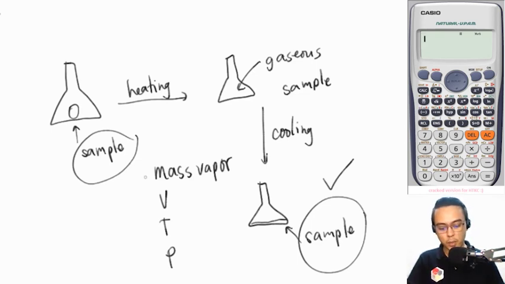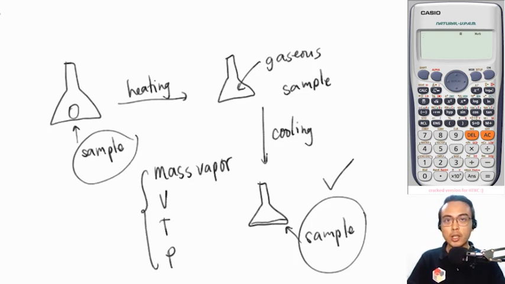All of these parameters can then be placed into the ideal gas equation to determine the molecular weight of your substance. So how do we do it? The ideal gas law is PV equals nRT.